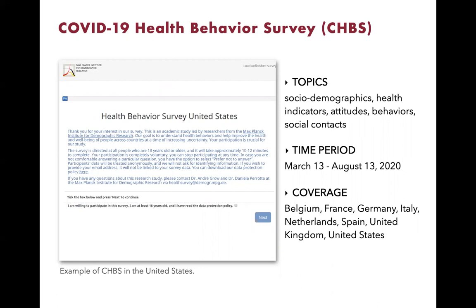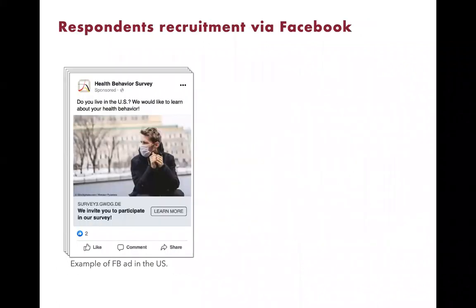And here you see a screenshot of the homepage of the survey in the United States with a short description of the study, the duration of the survey, between 10 and 12 minutes, contact details, and electronic informed consent to participate in the study. And participants reached this page via Facebook through this type of targeted advertisements that we created using the Facebook advertisement manager that we've seen earlier.